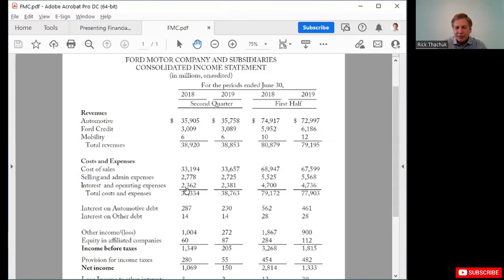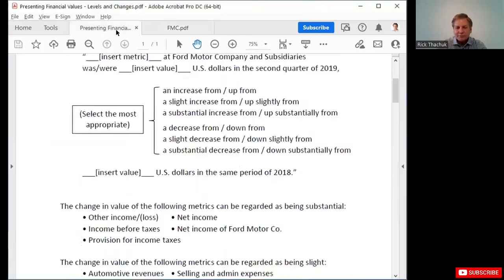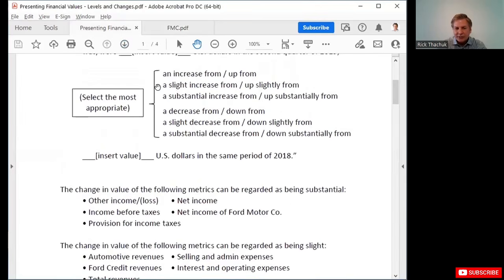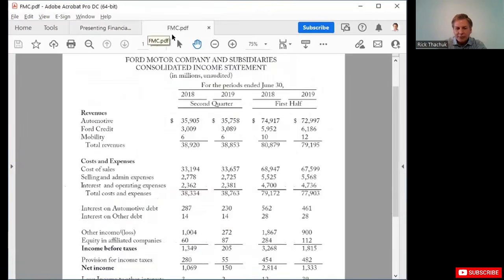Can you do interest and operating expenses, please? So if we take a look at this, it went from this value to this value. So it increased over the period. Is that a slight increase? Well, let's take a look. Yeah, I see interest and operating expenses. We'll call that slight. So you'll be saying a slight increase from or up slightly from. So can you go ahead and present that now, please?